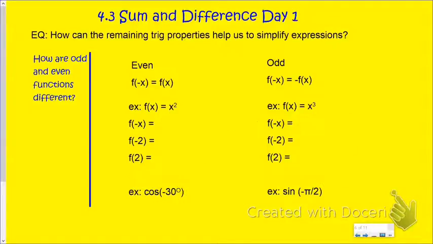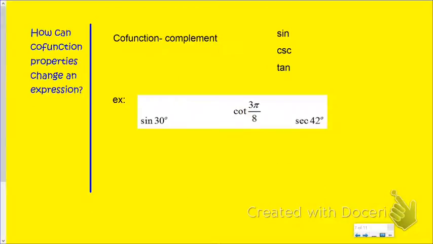All right, the next properties we're going to look at are our cofunction properties. When you're thinking of cofunctions, I would think of complements. Okay, complementary angles back in geometry. Learned about those, they added up to 90 degrees. Cofunctions are equivalent when their angles add up to 90 degrees. So each function has a cofunction. Sine's cofunction is cosine, cosecant's is secant, and tangent's is cotangent.